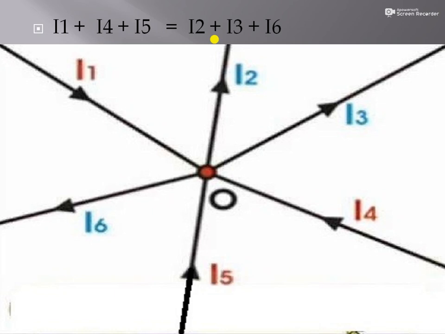By convention, you can take the sign positive for the current entering and negative for the current leaving the junction, or you can do it this way only, that the amount of current entering is equal to the amount of current leaving the junction.